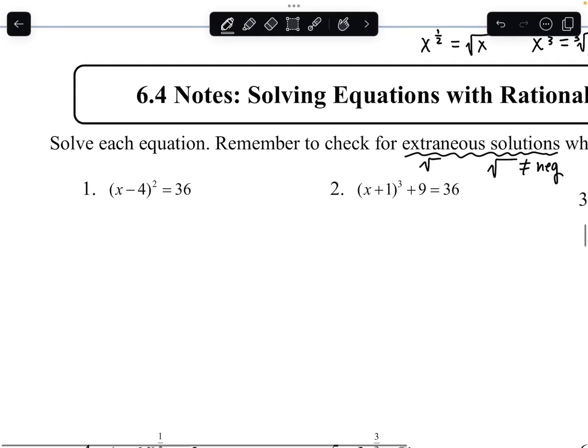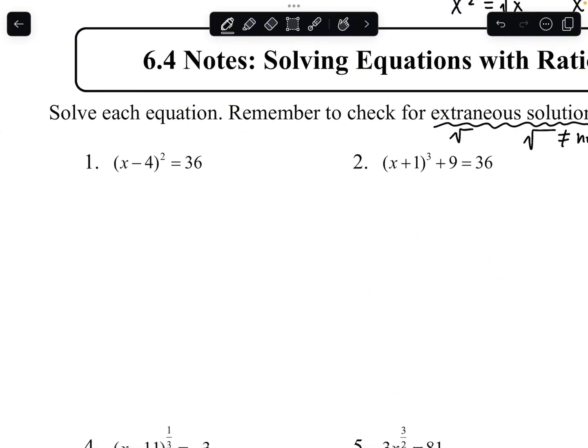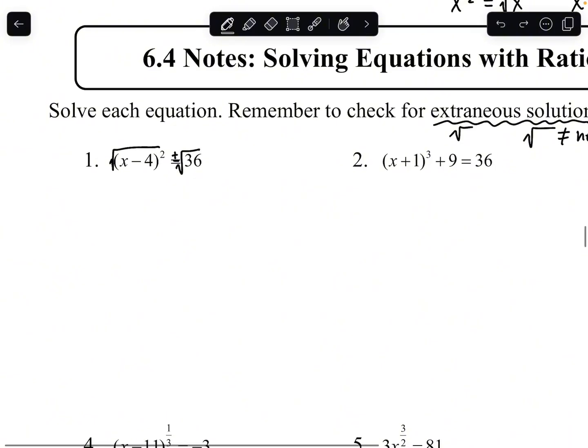In this first example, this will be familiar from our quadratics unit. It's just (x - 4)^2 = 36. So we can square root both sides. Whenever you are using this square root property, you have to do positive or negative. Whenever you are adding the square root to undo a square, it's positive or negative. So x - 4 = ± the square root of 36, which we know is 6.